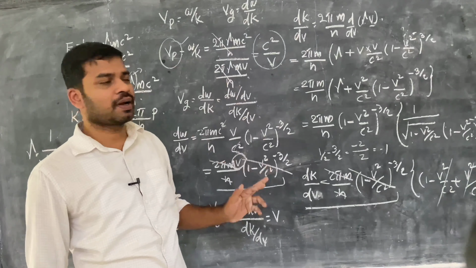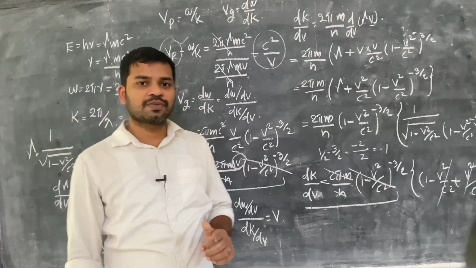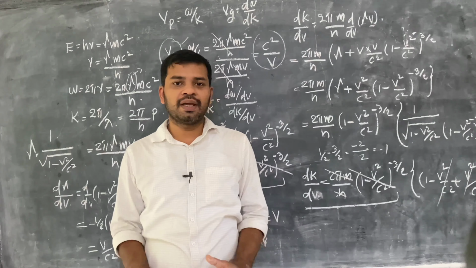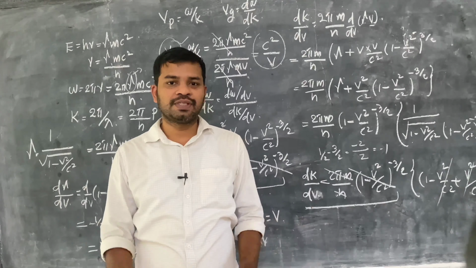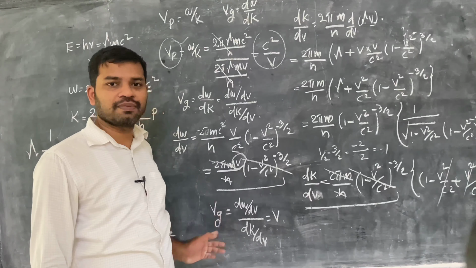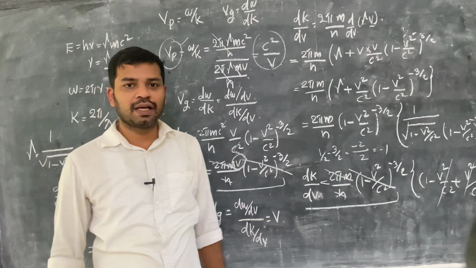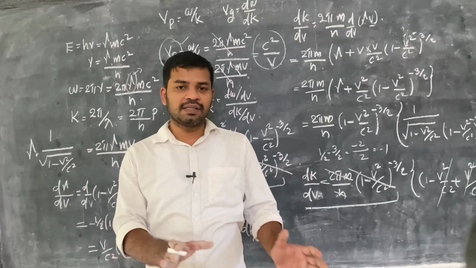This is the expression for phase velocity. Phase velocity is equal to c square by v. So it has no physical meaning. So the actual velocity of the particle is represented by the group velocity, that is equal to v.